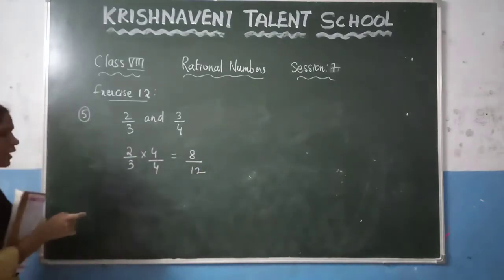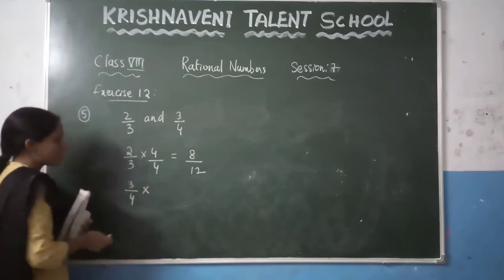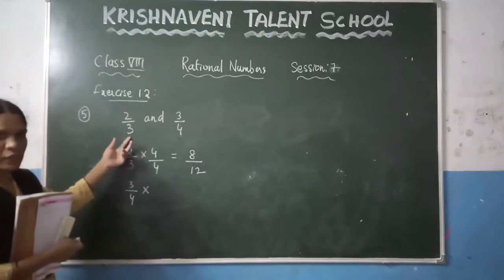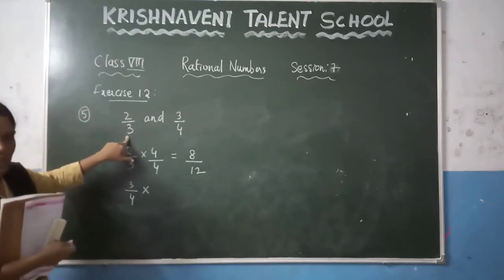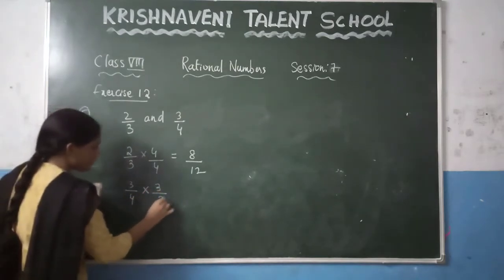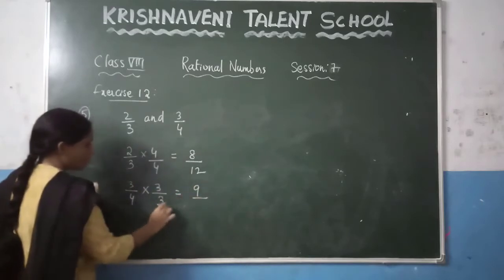After that, consider this number, 3 by 4. For this number, you have to multiply by which denominator? The denominator of the other fraction. What is the denominator of that fraction? 3. So you need to multiply and divide by 3. So what do you get here? 3 times 3 is 9, and 4 times 3 is 12.